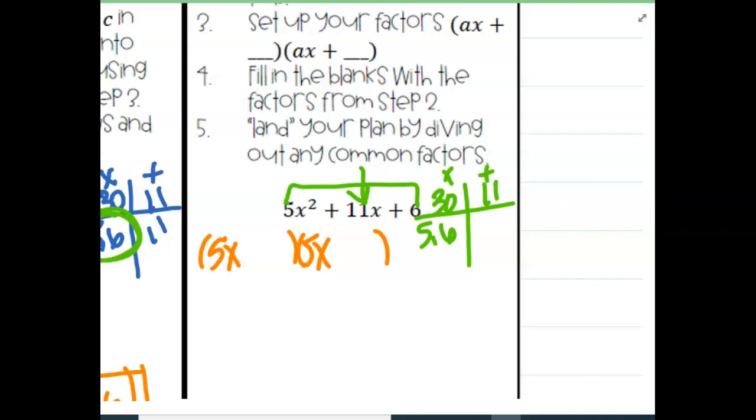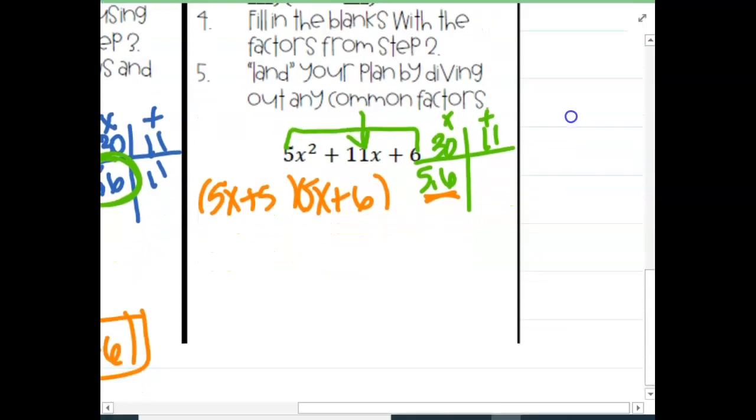Now, right off the bat, what's the problem with that? If I FOIL this out, what is that going to give me? Not 5x squared. It's going to give me 25x squared, which is a problem because I need a 5x squared. We'll fix it, I promise, but you have to start with the 5x times 5x. Okay? Now you're going to take these numbers and fill them into the factors. So it's going to be 5x plus 5, 5x plus 6. Once again, I know this doesn't work because your L, 5 times 6, gives you 30, not 6.